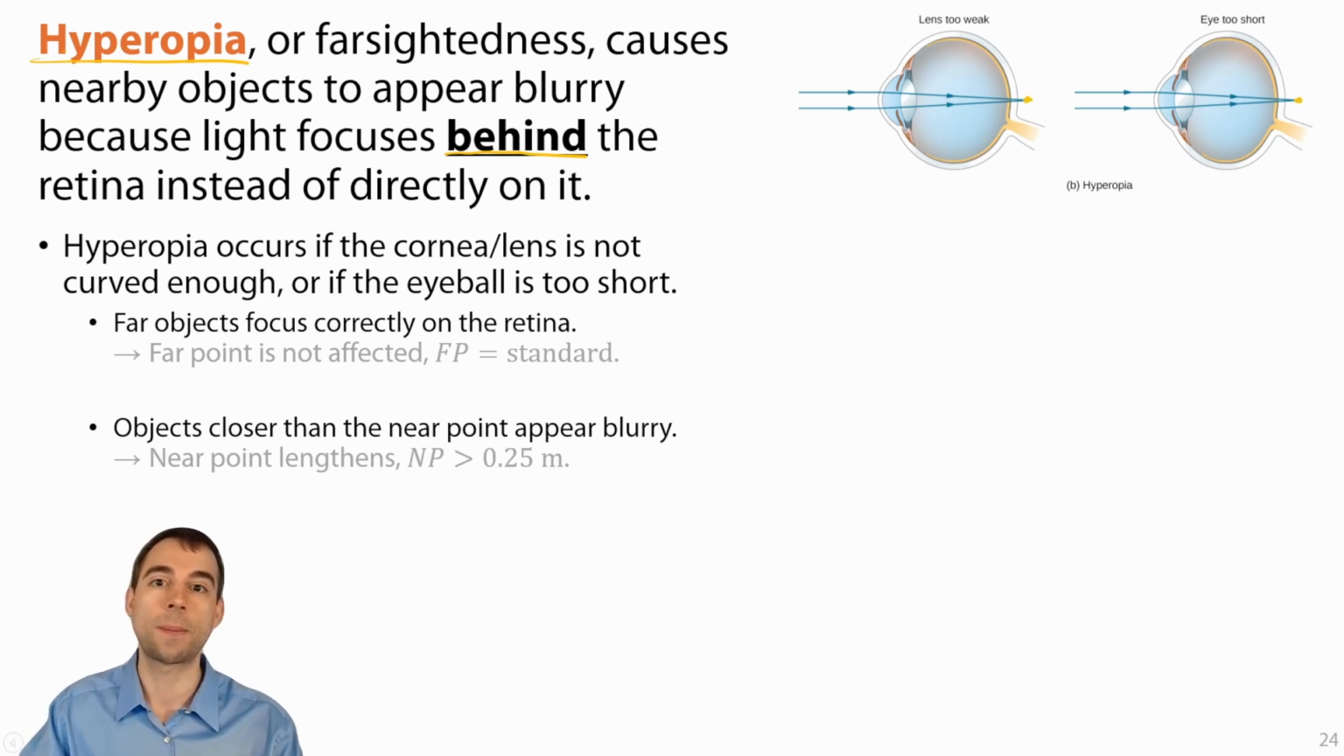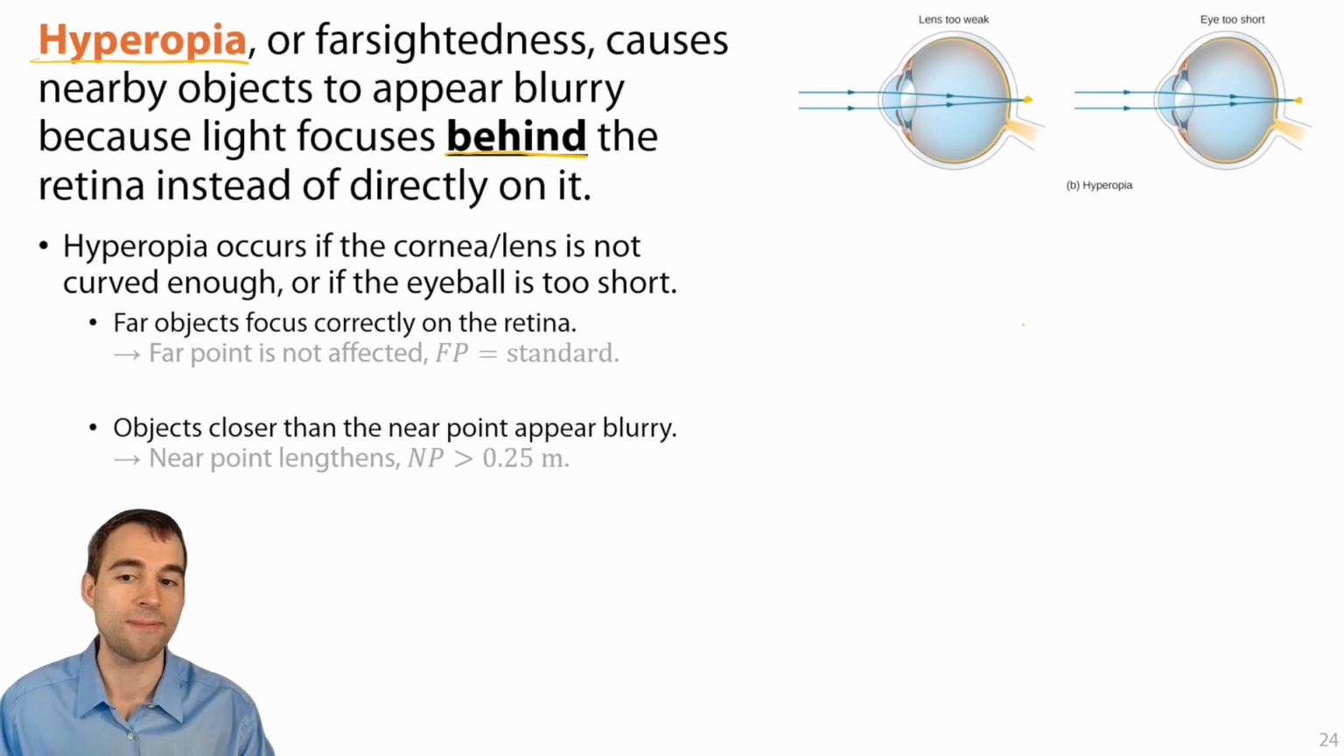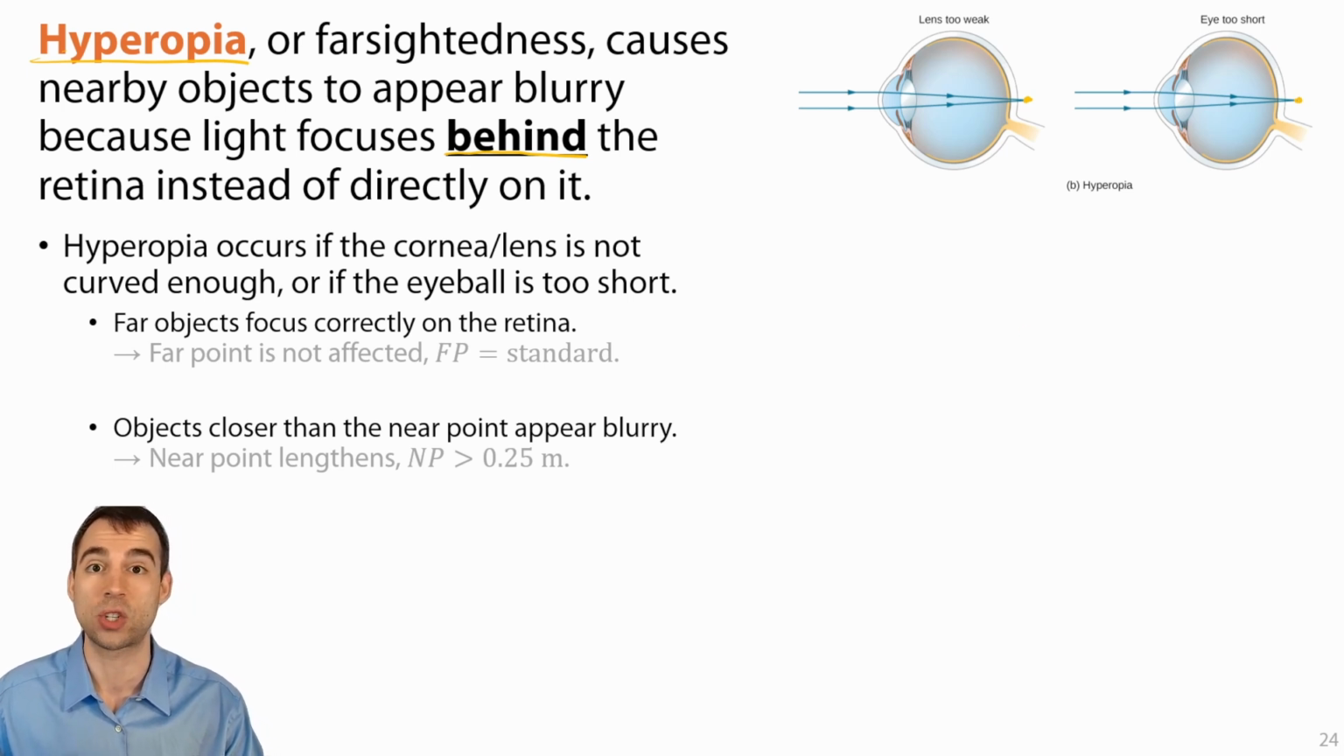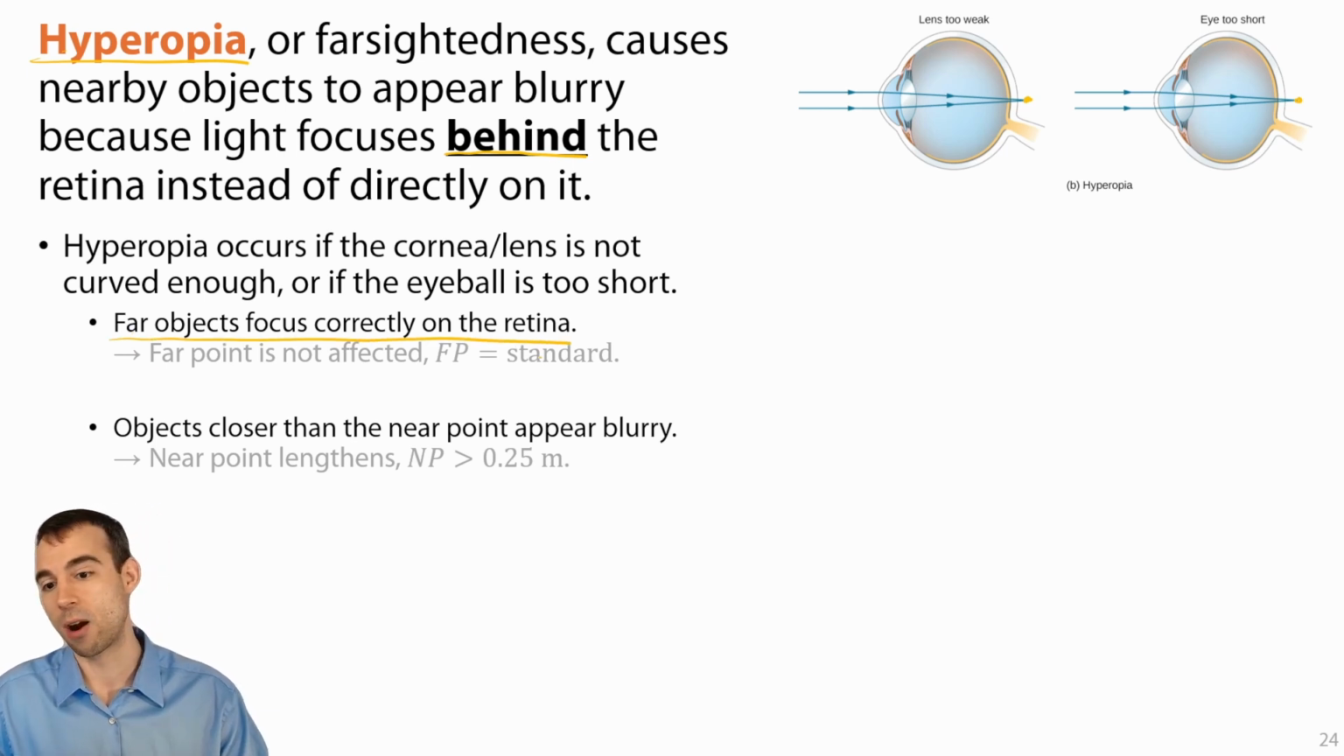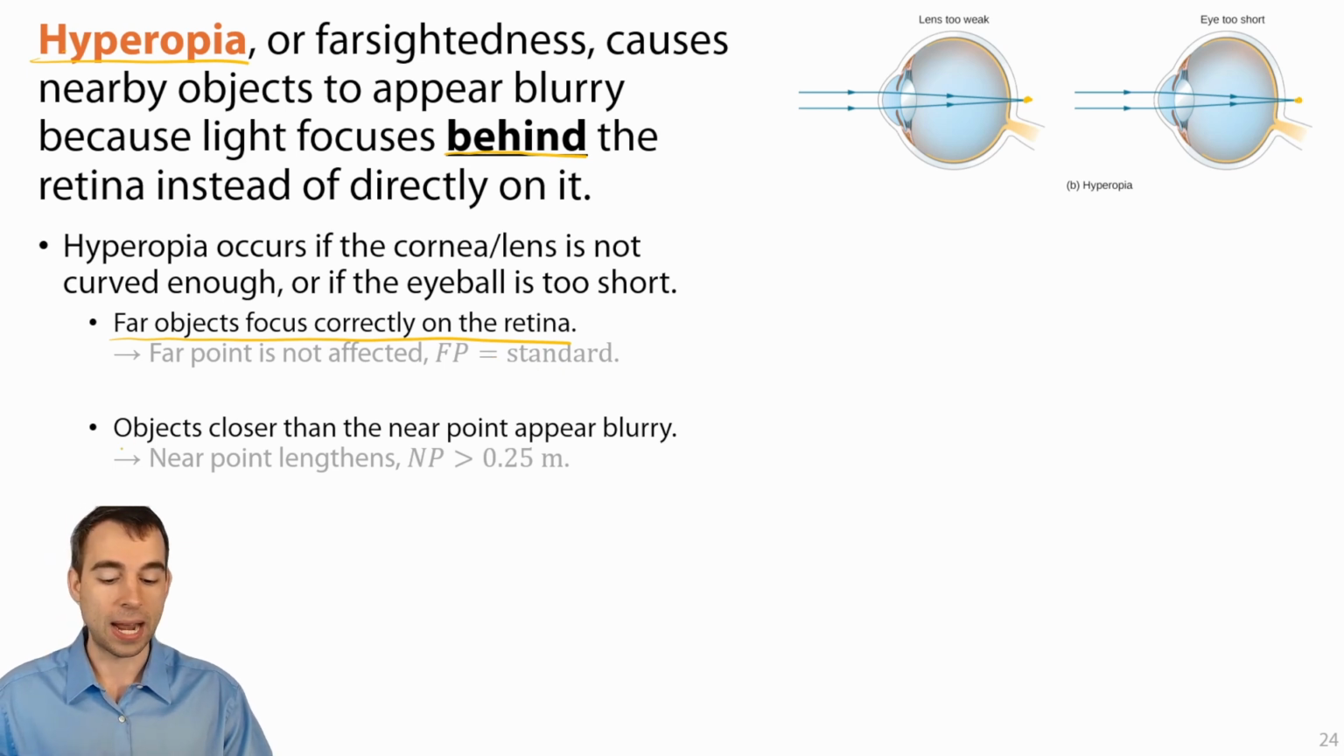And that's why things appear a little bit blurry, because the light rays have not focused quite enough by the time they actually reach the back of your eye, which is where we pick up these images. With hyperopia, far objects can focus just fine. Our far point ends up still being the standard value of about infinity. But objects that are closer than the near point appear blurry, and for farsighted folks, the near point will be greater than the standard value of 25 centimeters.